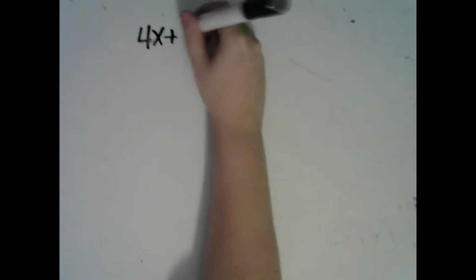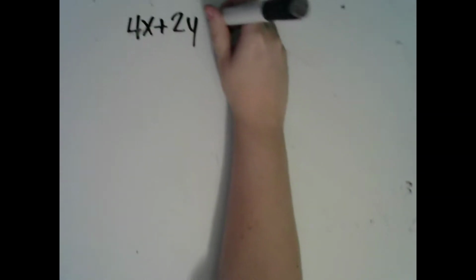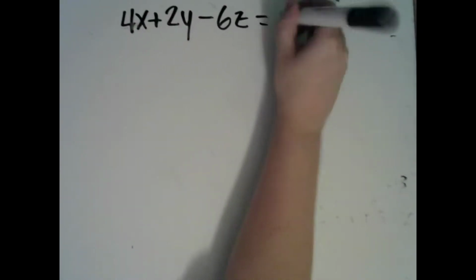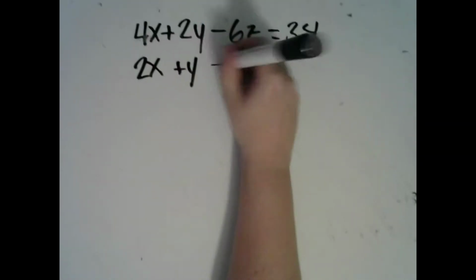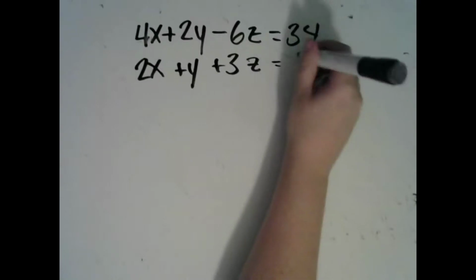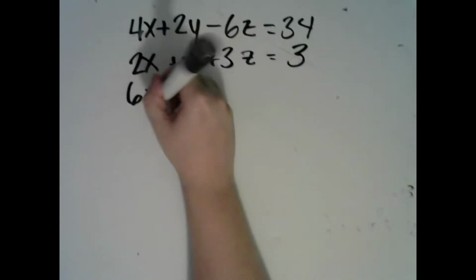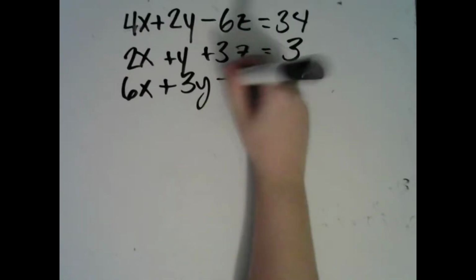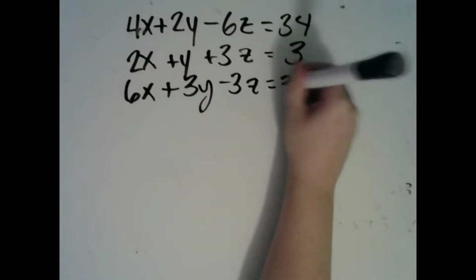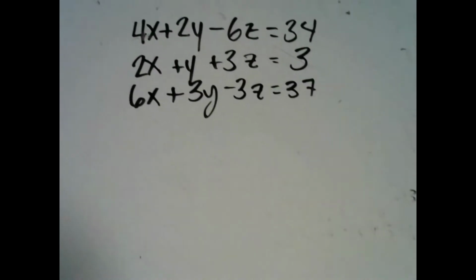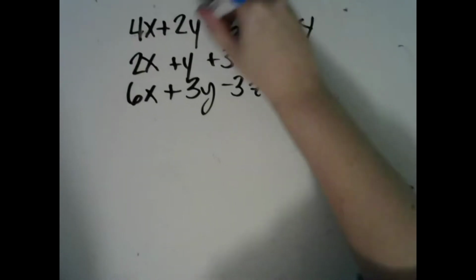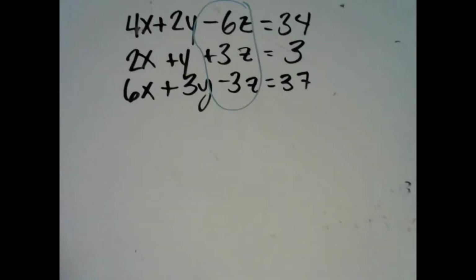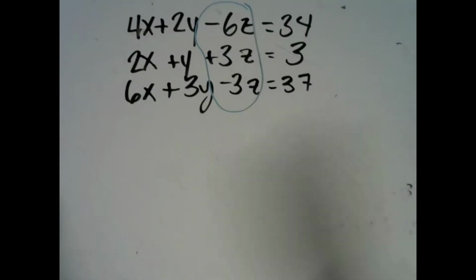Example 6 has 3 equations with 3 variables as well. So we have 4x plus 2y minus 6z equals 34. 2x plus y plus 3z equals 3. And 6x plus 3y minus 3z equals 37. For this particular setup, it looks like it's going to be easiest to solve for z because 6 is a multiple of 3, and I have both positive and negative variables.